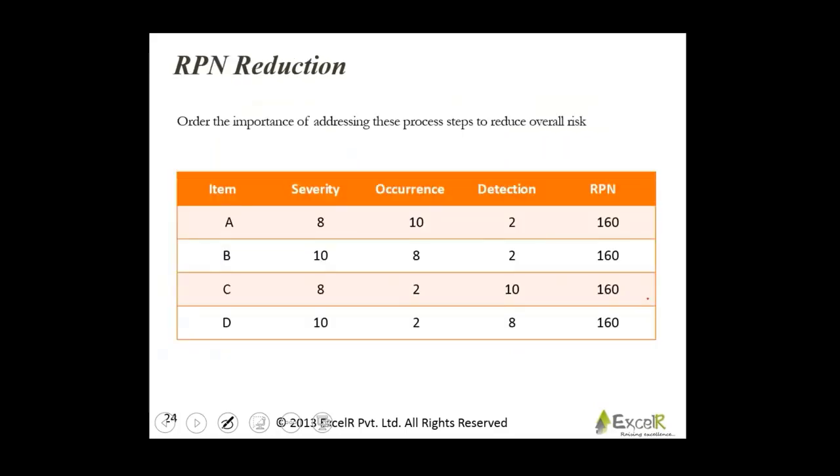Here is a case study. Now, can you help me order the importance of addressing these process steps to reduce the overall risk? All have the same risk priority number. What are you going to prioritize first? Would it be A, B, C, or D? Which one would you rank first? First importance should be given to severity, right?